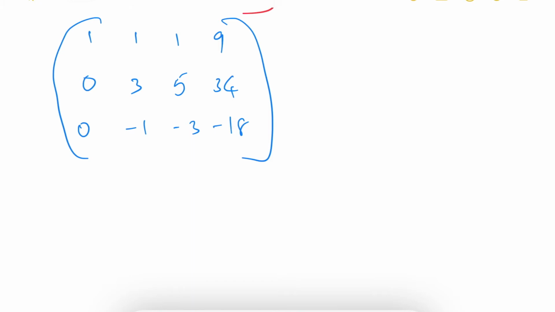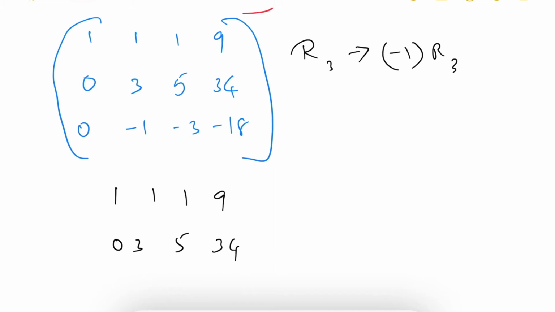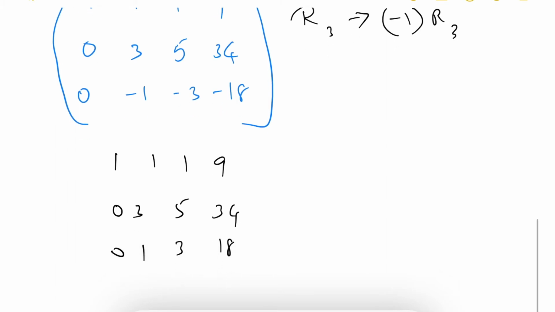So for this, what I'm doing is, in row 3 I have all negative numbers, right? So that's why row 3 I am multiplying with a negative symbol, I mean minus 1. Okay, what will we get then? First row as it is 1 1 1 9, second row also as it is 0 3 5 34, and the third row will become negative. 0 doesn't have any symbol, so as usual 0 only. Minus 1 will become plus 1, minus 3 will become plus 3, minus 18 will become plus 18.